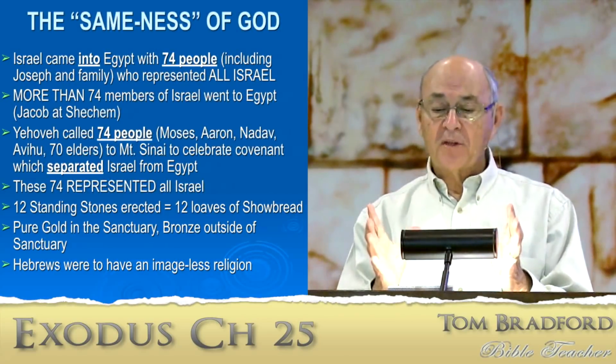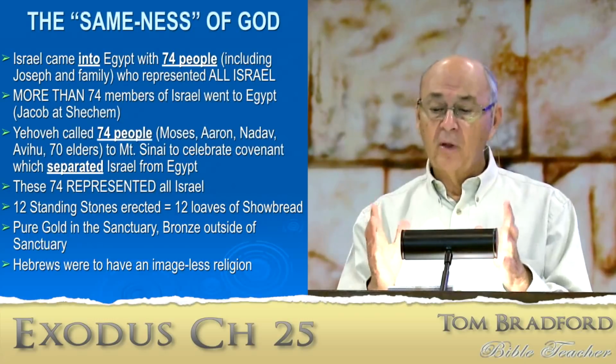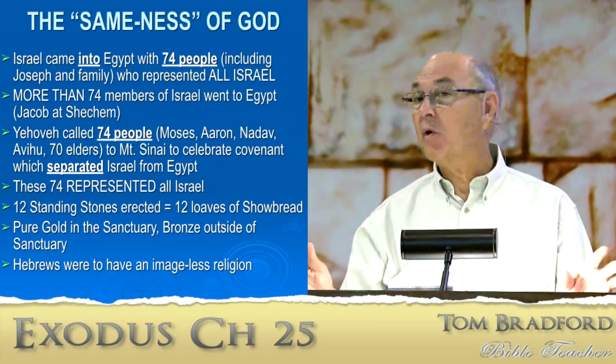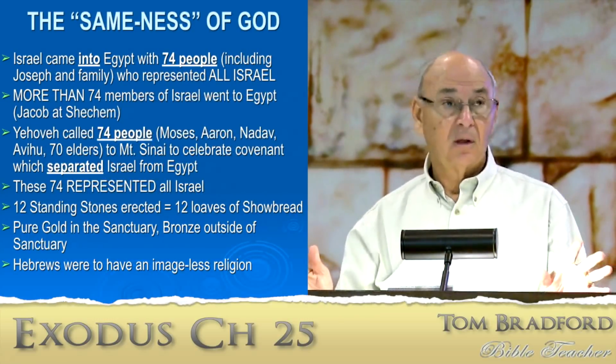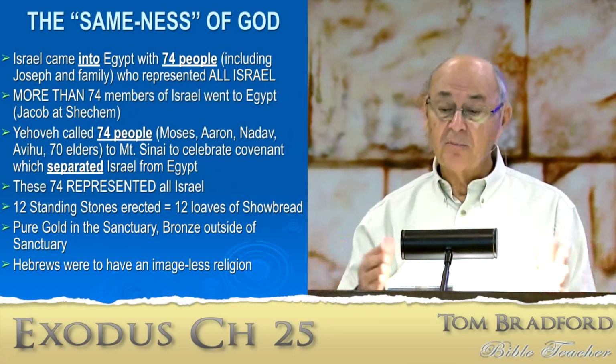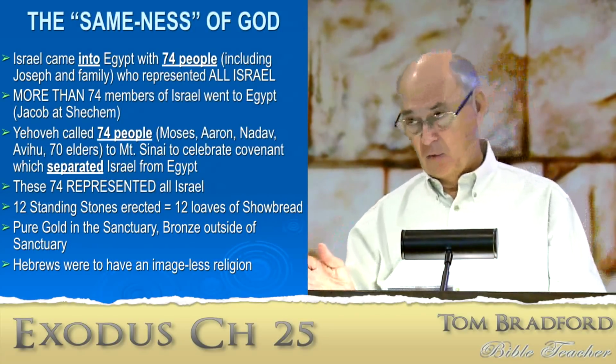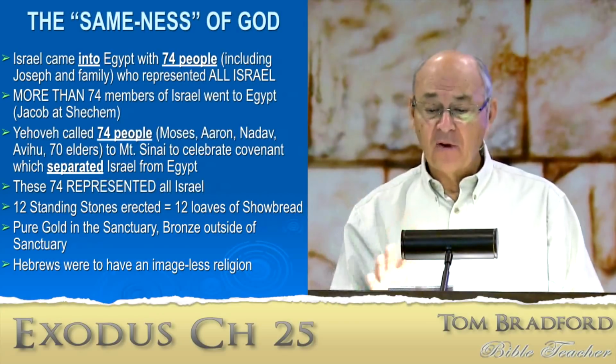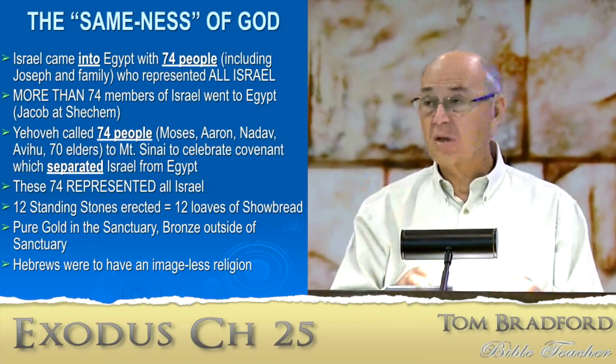Inside the two separate rooms of the sanctuary, the holy place and the Holy of Holies, all the fixtures were to be made of gold. And this symbolizes holiness and purity. Outside the sanctuary, in the outer court, all the fixtures were to be made of bronze and less valuable materials. I'm going to mention one more thing.